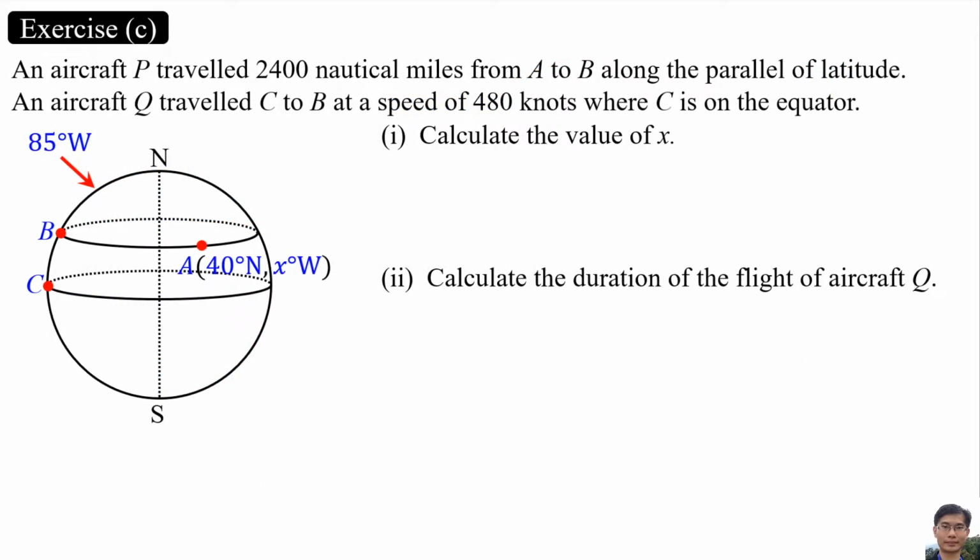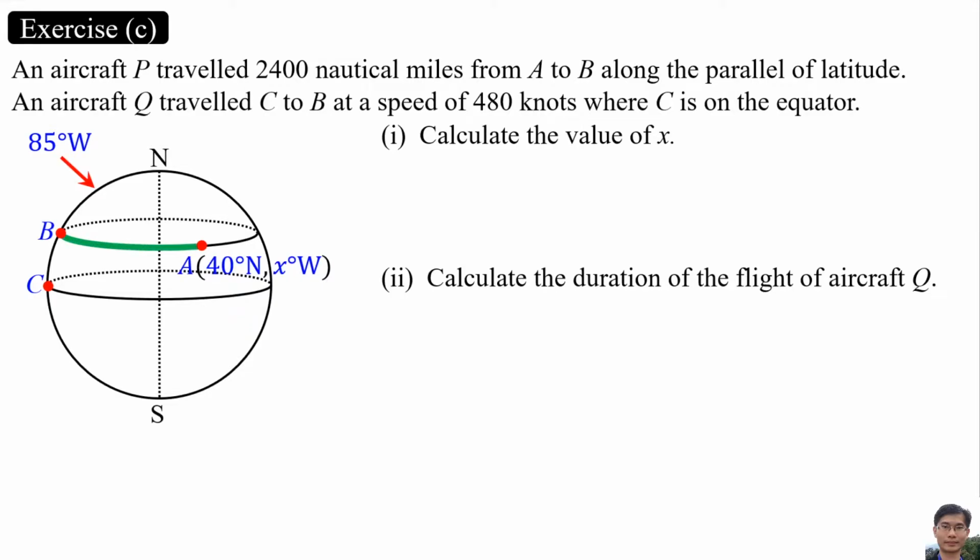Exercise C. An aircraft P travels 2,400 nautical miles from A to B along the parallel of latitude. An aircraft Q travels C to B at a speed of 480 knots, where C is on the equator. Calculate the value of x.